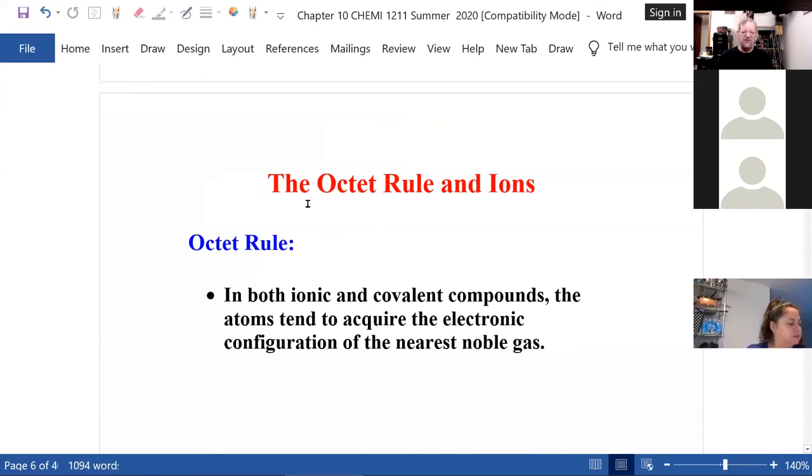Now, the next slide or two, I'm not going to ask you to learn, but it's important background information. There's something called the octet rule. The octet rule is that in both ionic and covalent compounds, atoms tend to acquire the electron configuration of the nearest noble gas. And the nearest noble gas always has 8 valence electrons. I wonder why they call that the octet rule. Maybe it's something to do with the noble gases having 8 valence electrons. How many of you have ever seen a string quartet? That's 4. A string octet, which is rare, is 8 people playing.